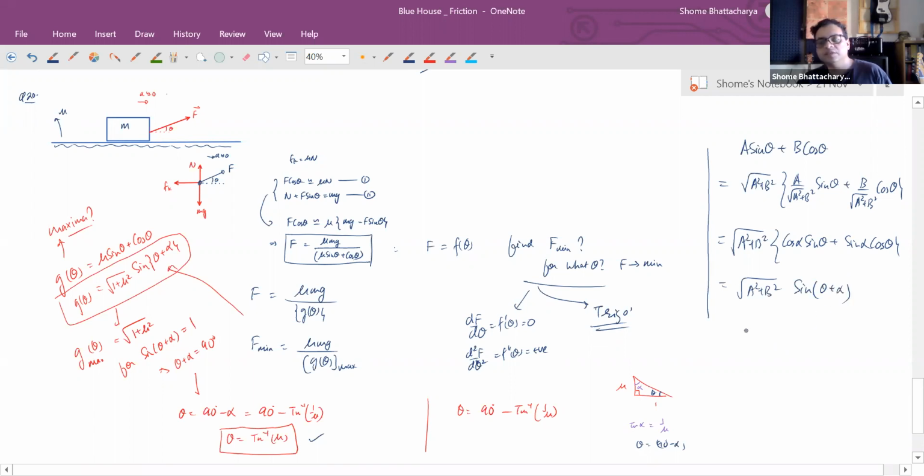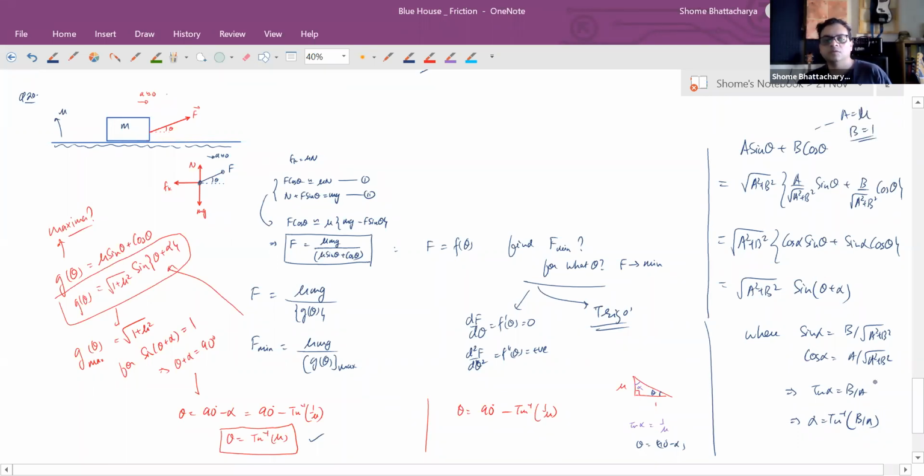But there you can see where sin alpha is b upon root of a squared plus b squared, cos alpha is a upon this. So in other words, tan alpha is b by a. So alpha is tan inverse b by a. So this concept only we are applying here. But the only thing is over there, our a is mu and b is 1. So this is becoming 1 by mu.